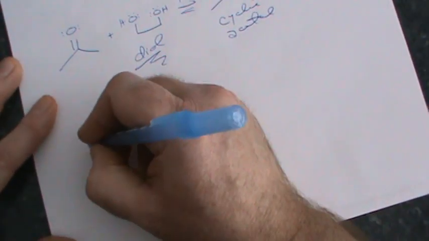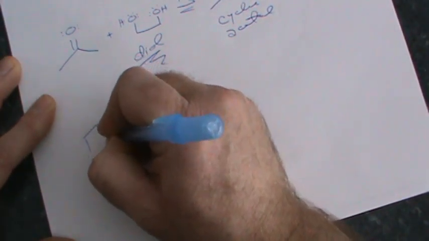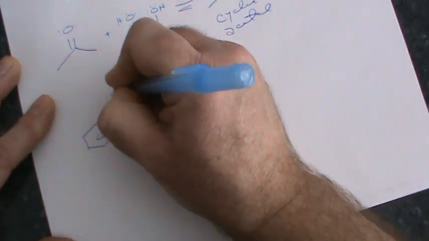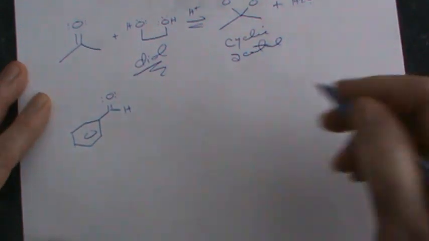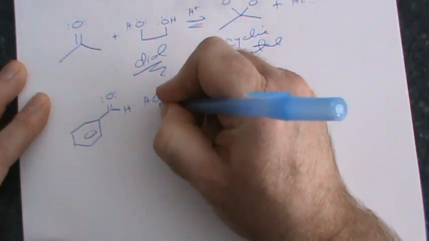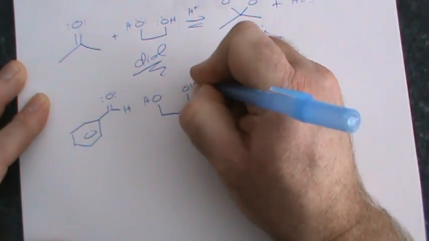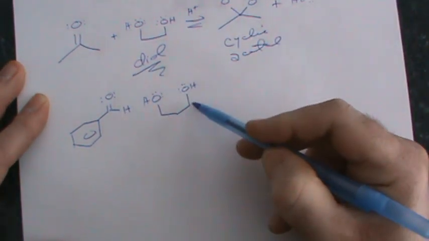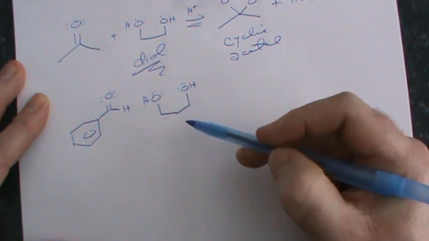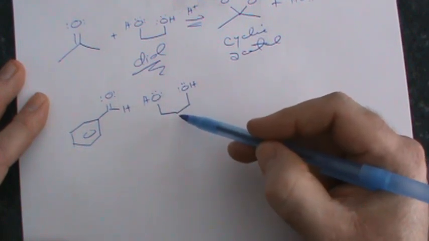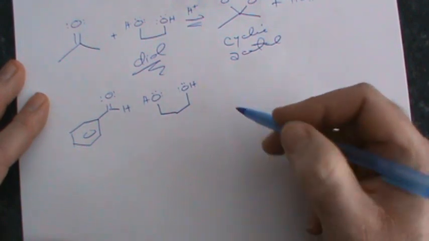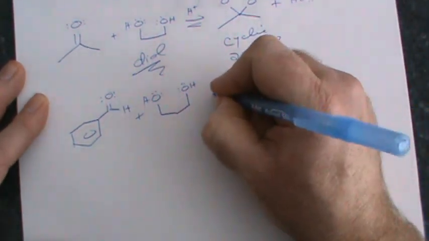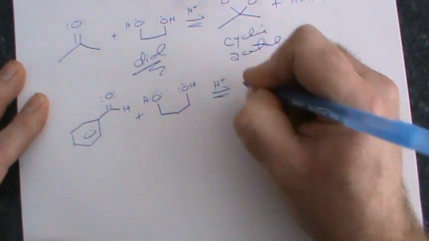Let's do a predict the product problem. Let's go with a benzaldehyde. So there's an aldehyde. And now I'm going to treat it with a diol. This one has 3 carbons in between the 2 alcohols. This one is called a propylene glycol. And we're going to add those together under acidic conditions.